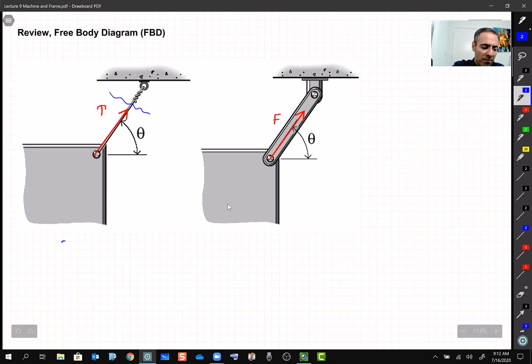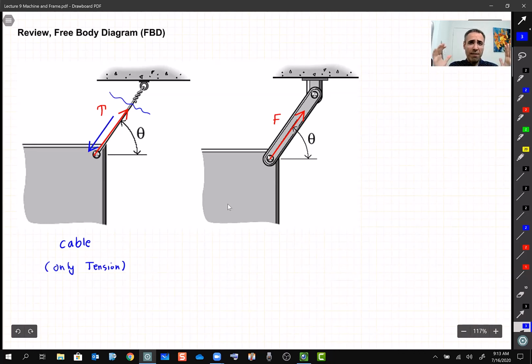So this is a cable, remember, only tension. For example, you cannot say that I have a cable here and this cable is, let's say, applying compression here, right? If you have a cable, you cannot really compress it. It's just going to jam, right? So this is then wrong. But if you have a link here, a link can also have a compression load, right? A reaction like this one.